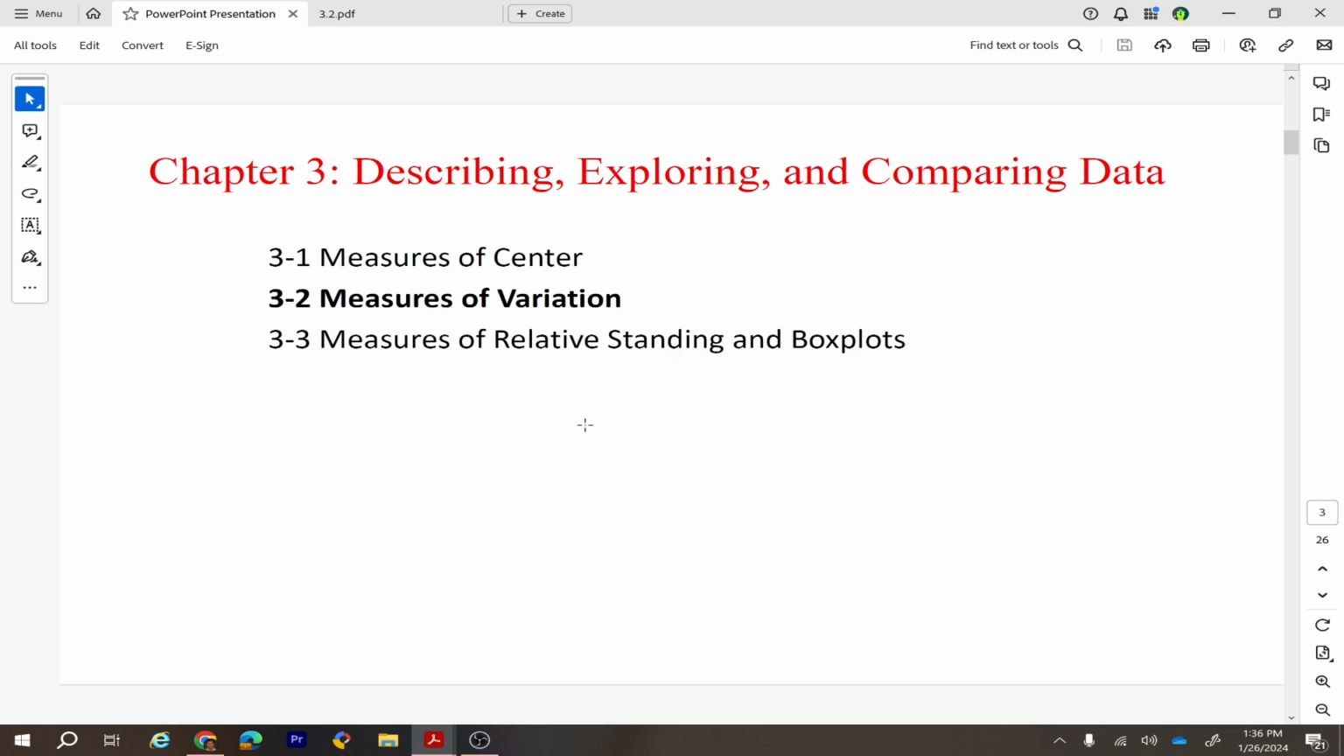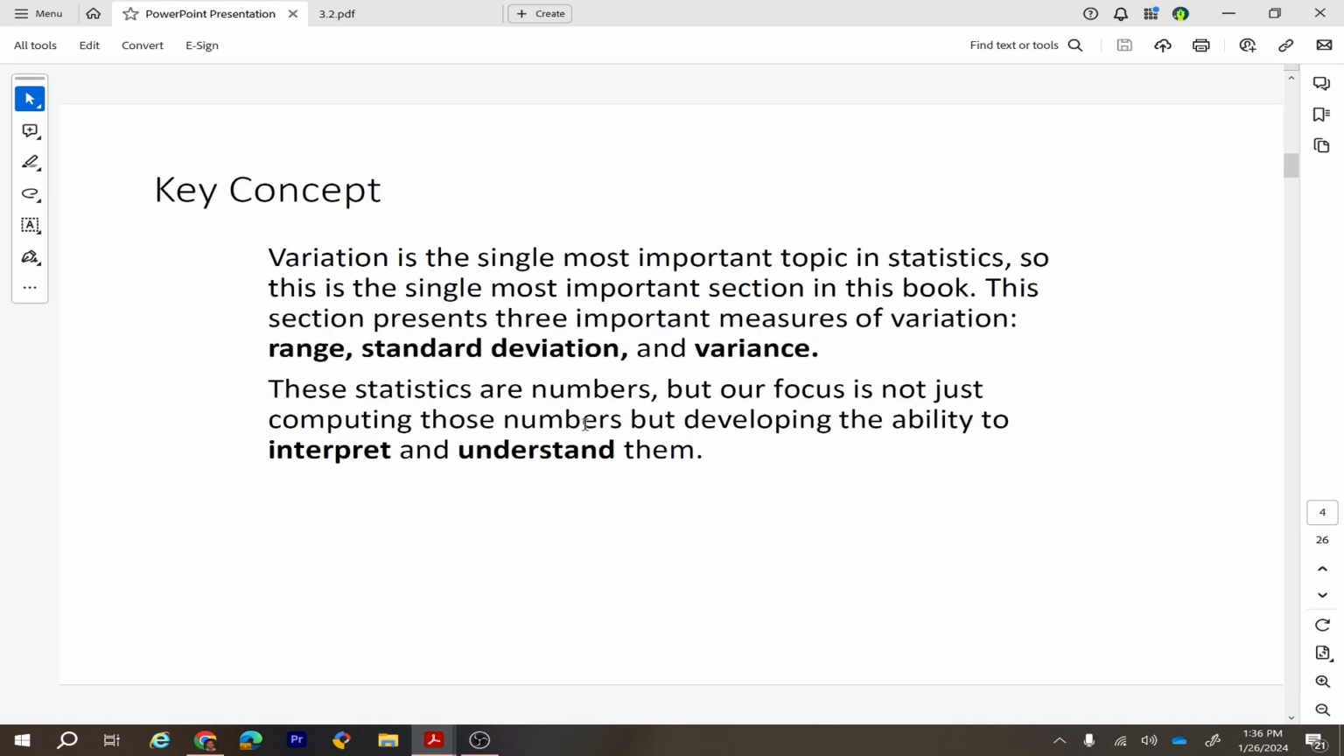In Section 3.2, we do measures of variation. This section is going to help us measure variation in the data. For that, we're going to calculate three different numbers: range, standard deviation, and variance. Finding these values is very easy, meaning there is a formula. You can just use the formula, or you can use a calculator or StatCrunch to find these values.